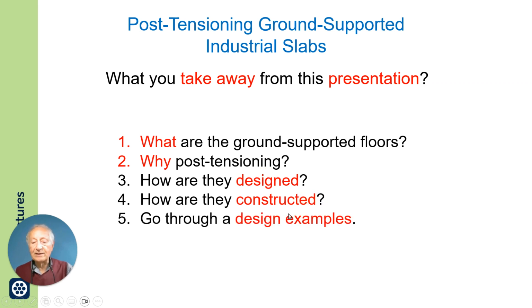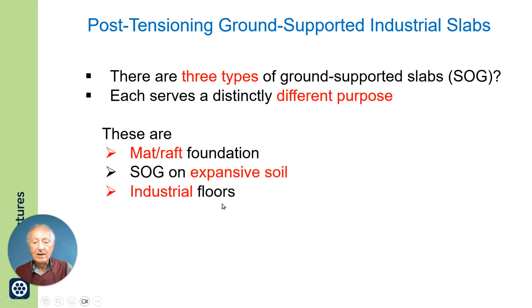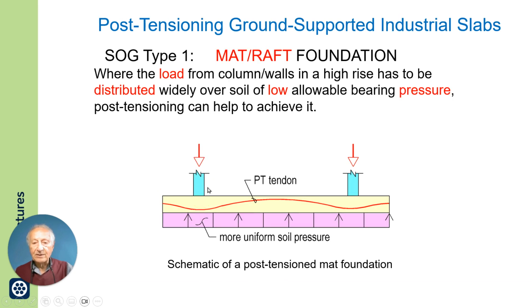And we go through a design example. The different types of ground-supported slabs, the three types are mat or raft foundation, SOG, which is slab on ground on expansive soil, industrial slabs. The focus of this presentation is industrial slabs, but first a short introduction of the other two.